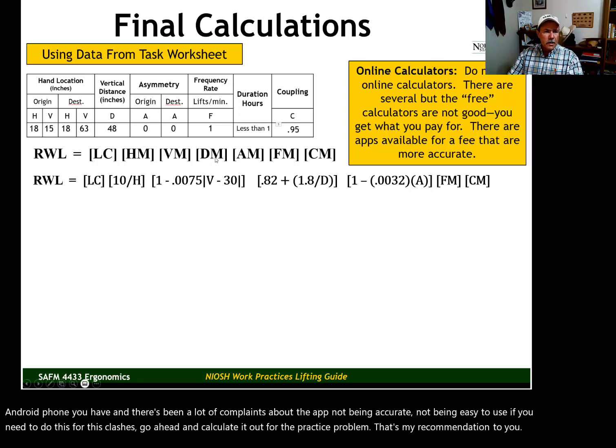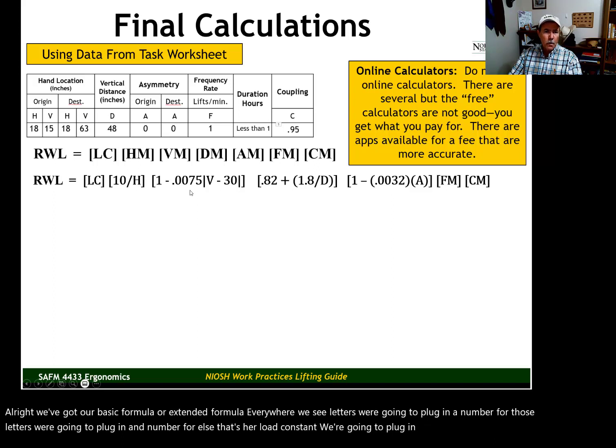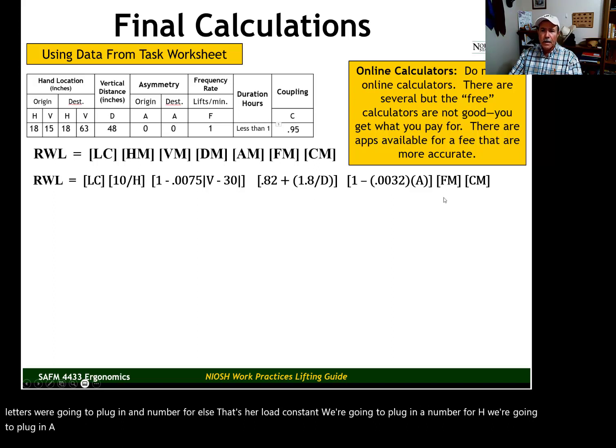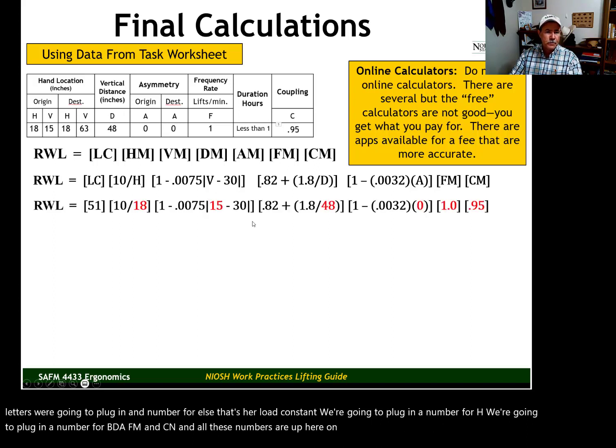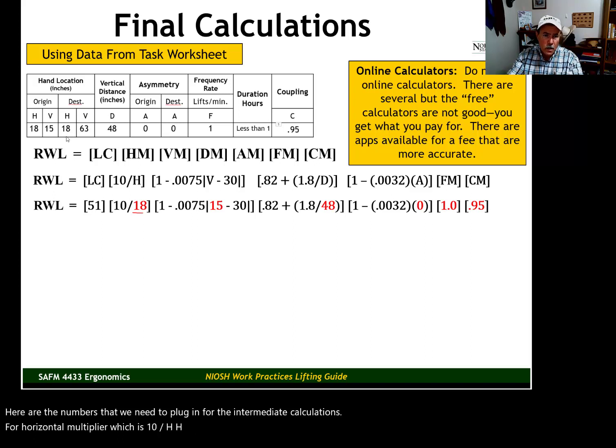All right, we've got our basic formula, our extended formula. Everywhere we see letters, we're going to plug in a number for those letters. We're going to plug in a number for LC, that's our load constant. We're going to plug in a number for H. We're going to plug in a number for V and D and A, F, M, and CM. And all these numbers are up here on our task worksheet. So here are the numbers that we need to plug in for the intermediate calculations. For horizontal multiplier, which is 10 divided by H, H is 18. That's, again, horizontal distance of the hands from the body, 18 inches.